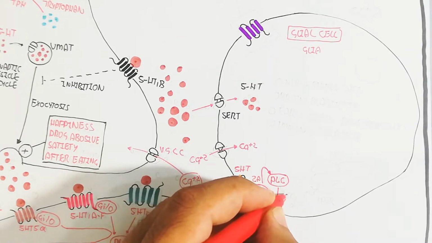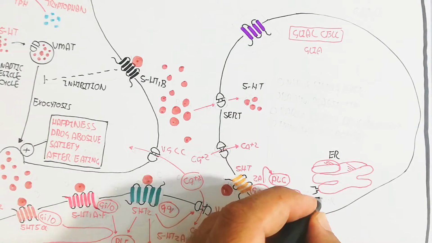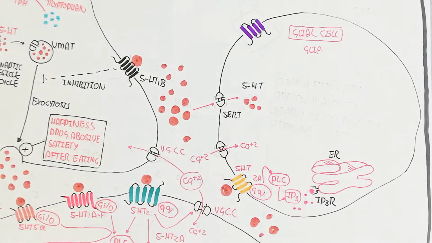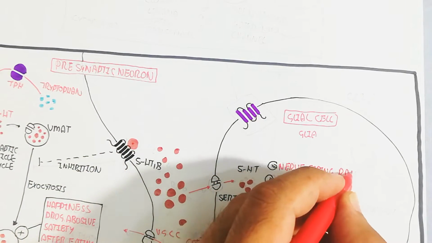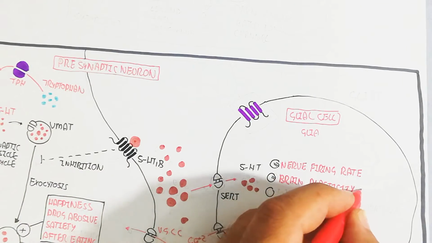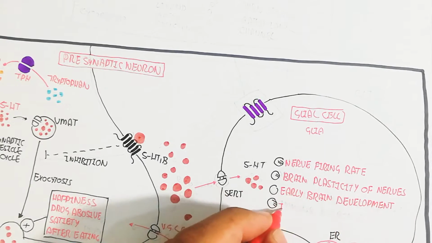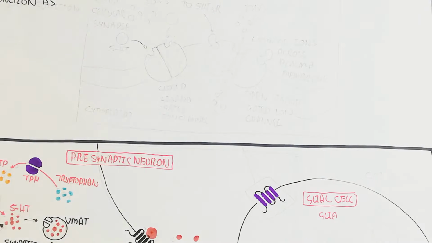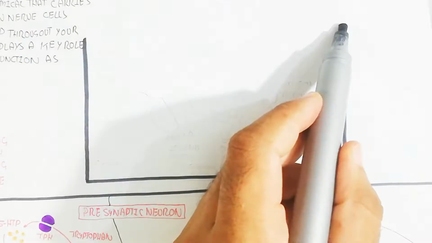And on the other hand, here you can see the Gq which is bound, and it will be triggered via phospholipase C to the IP3 pathway, and in this way the 5-HT2A receptor will trigger the calcium efflux due to endoplasmic reticulum activation via the IP3 pathway, which will lead to increased calcium, meaning it will function differently. But anyhow, remember that here is the nerve firing rate and brain plasticity of nerves, early brain development, and immune response due to the glial cell. So here let's begin to understand the bigger picture.